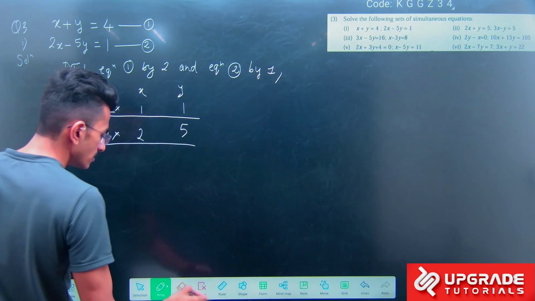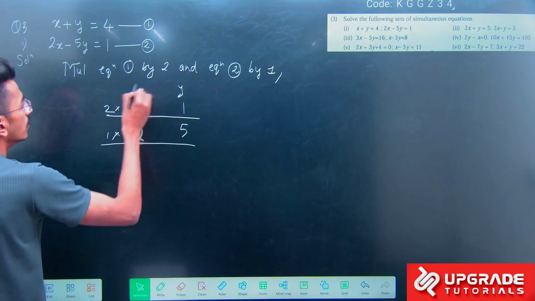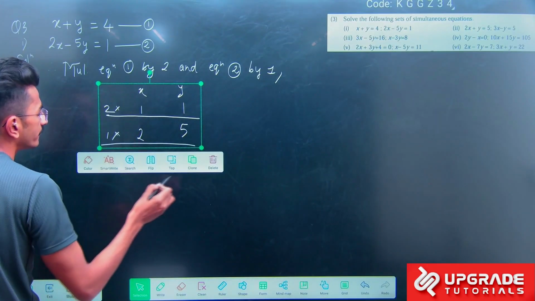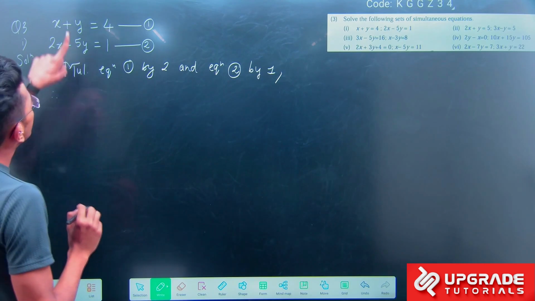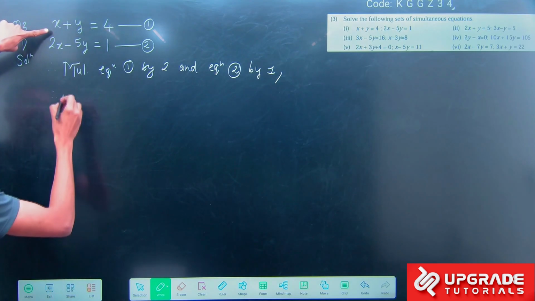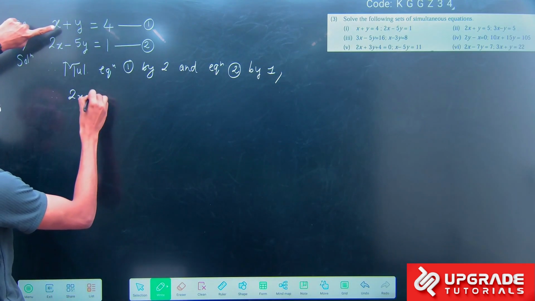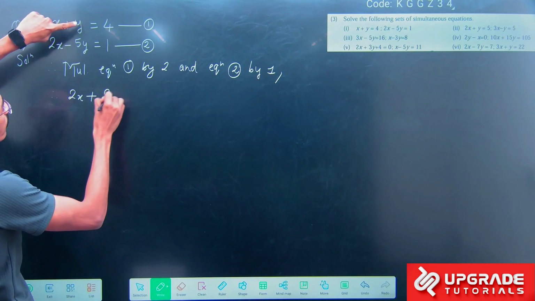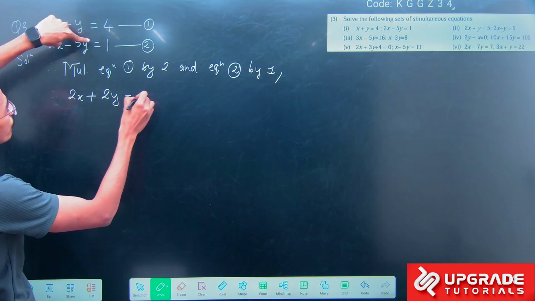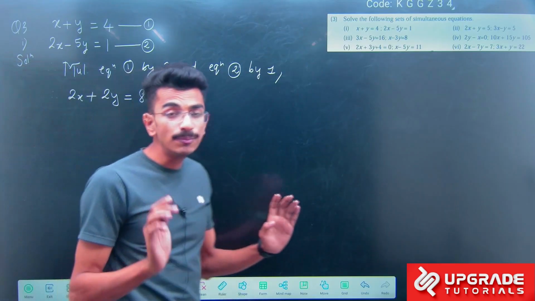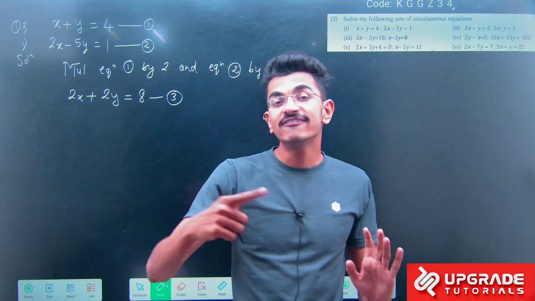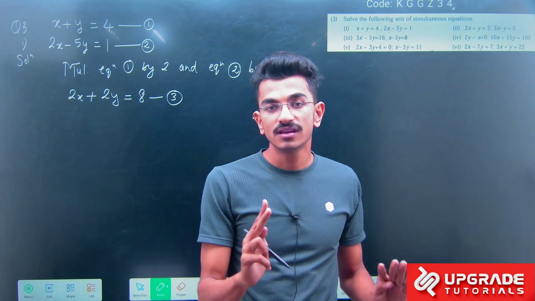Okay, so it turns out to be, therefore equation 1 को 2 से मल्टीप्लाई करेंगे. 2 into x, 2x, plus 2 into y, 2y, is equal to 4 into 2, 8. Equation number 3. Keep in mind, you have to multiply each and every term by 2.